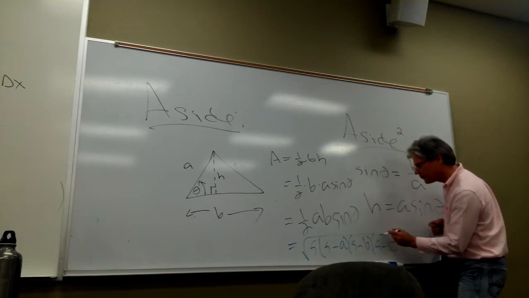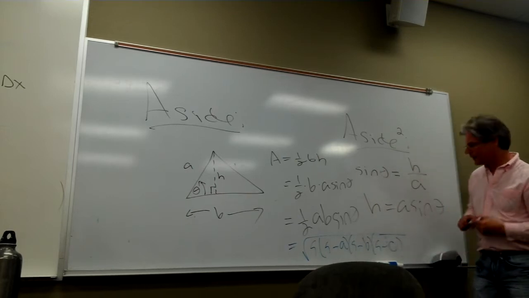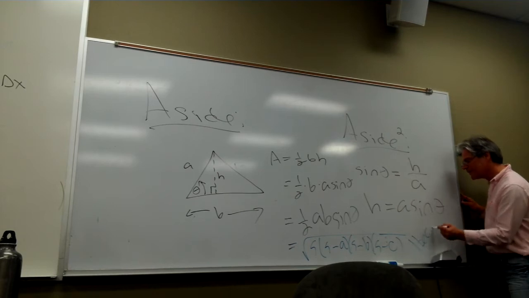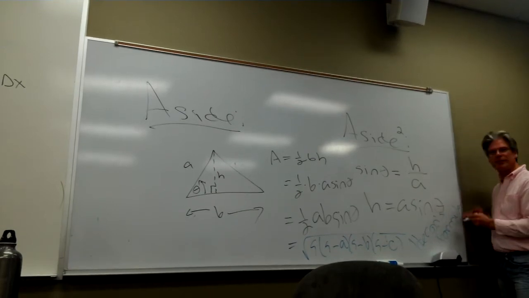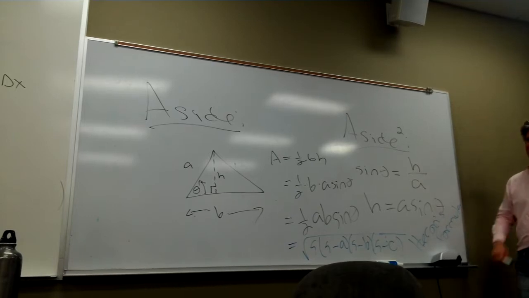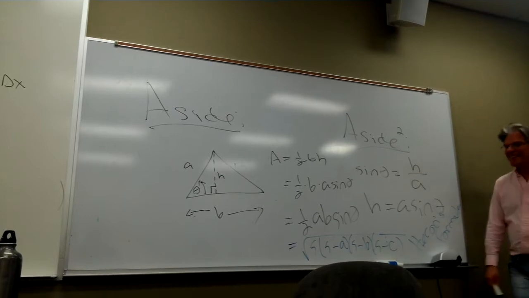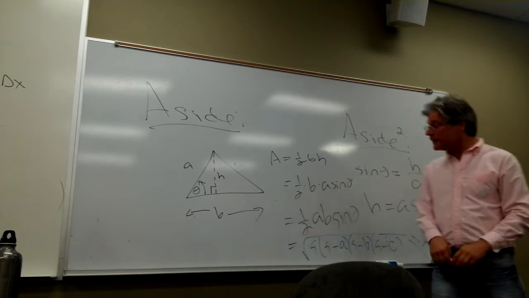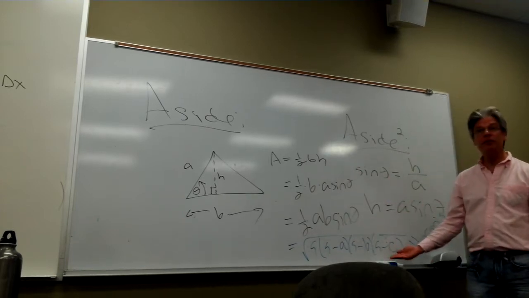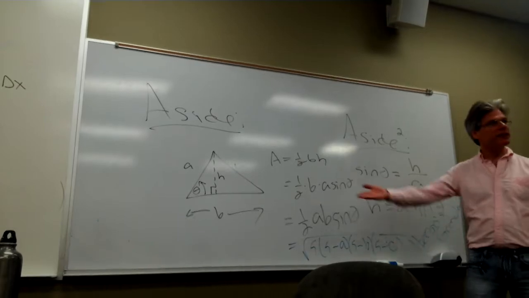Where do you get that from, and what is a semi-perimeter? It's Heron's formula. The semi-perimeter is just the perimeter cut in half. Isn't this beautiful? These two formulas you can use without knowing the height of your triangle.